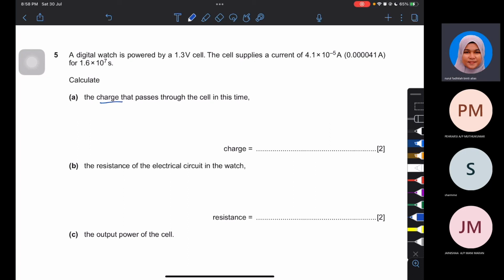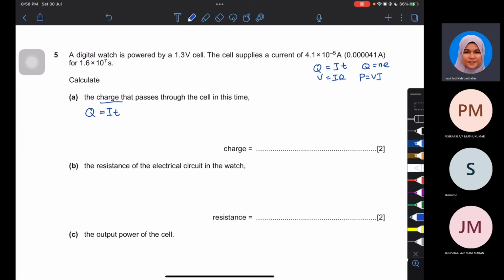Okay, kita nak guna formula apa ni? Kita dah banyak formula kita tahu. Q equals to IT, Q equals to NE, V equals to IR, P equals to VI. Mana satu formula yang paling sesuai? Kita nak apa yang ni? Kita nak charge. Jadi the only formula yang we can use is Q equals to IT.